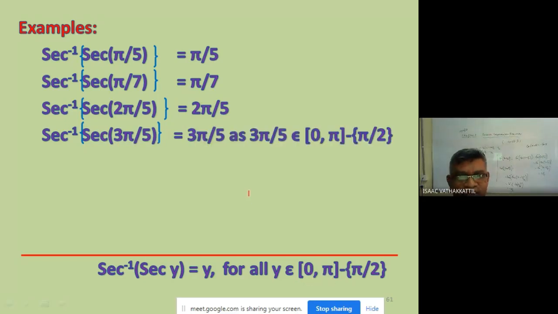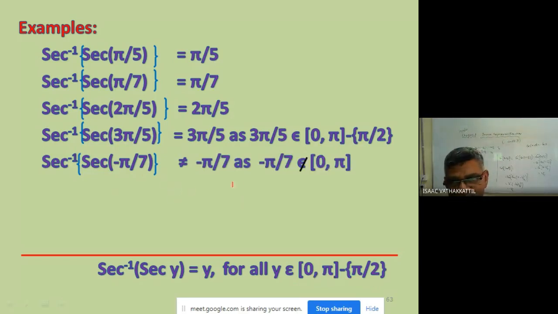It's no doubt. Be strong. You have to be careful about that. Sec inverse sec 3 pi by 5 is 3 pi by 5 because 3 pi by 5 is a member of the principal branch. What about sec inverse sec minus pi by 7? Remember, minus pi by 7 is not here. It is not minus pi by 7 because minus pi by 7 is not a member of this at all.